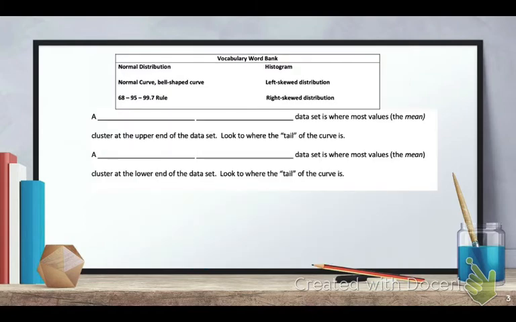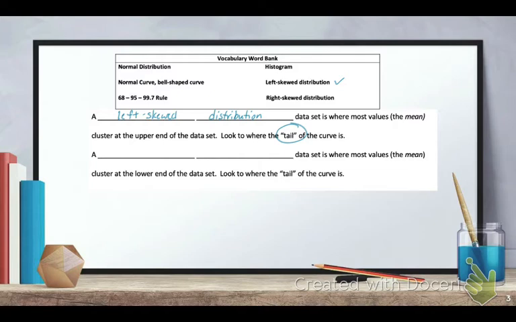To talk a little bit more about this, a left-skewed distribution data set is where most of the values, including the mean, which is the average, cluster at the upper end of the data set. And so to name it, you think, well, why don't we call it a right-skewed? To name it, we look at where the tail is, where the dip in that curve is. So the dip or the curve is to the left. And so we say it's left skewed.